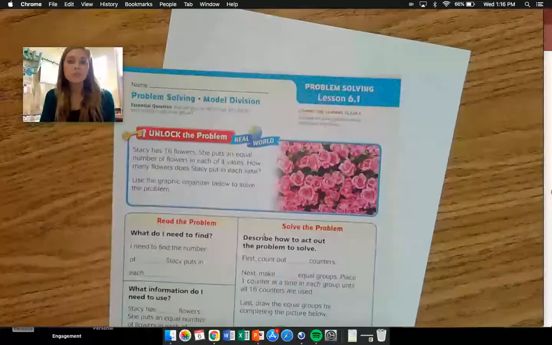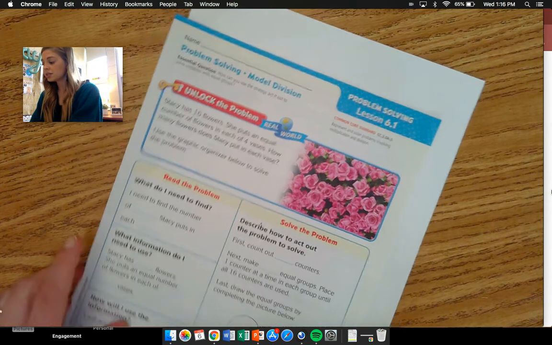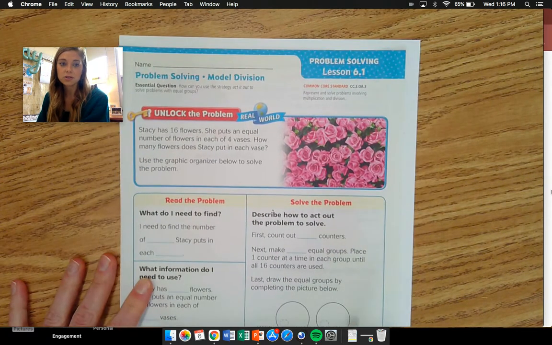So this week we have been working on chapter 6, which is all about division, and hopefully you kind of made the connection that division is very similar to multiplication. It's just backwards multiplication. So we're going to do this story problem, and it has to do with flowers. Remember, this is on page 209.